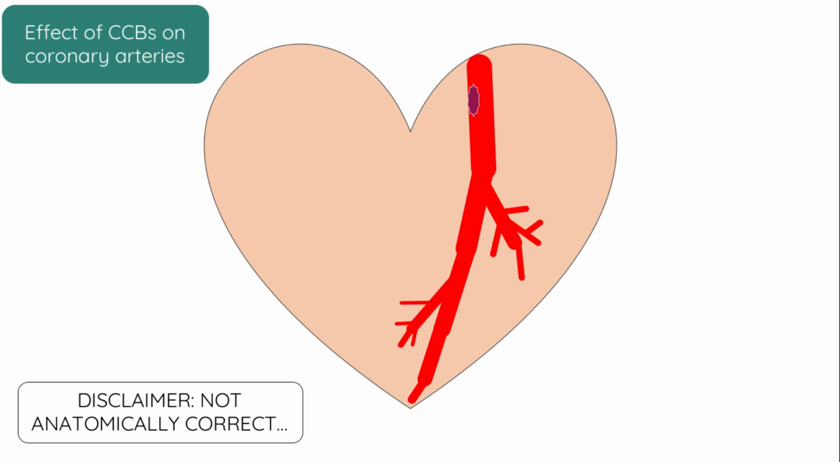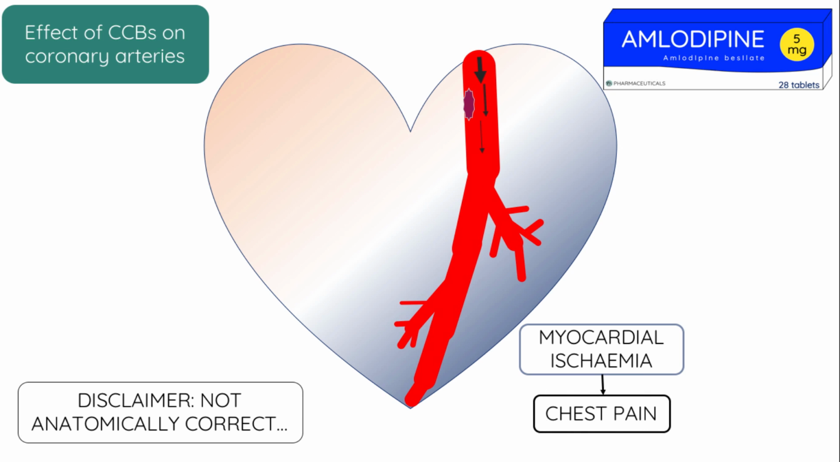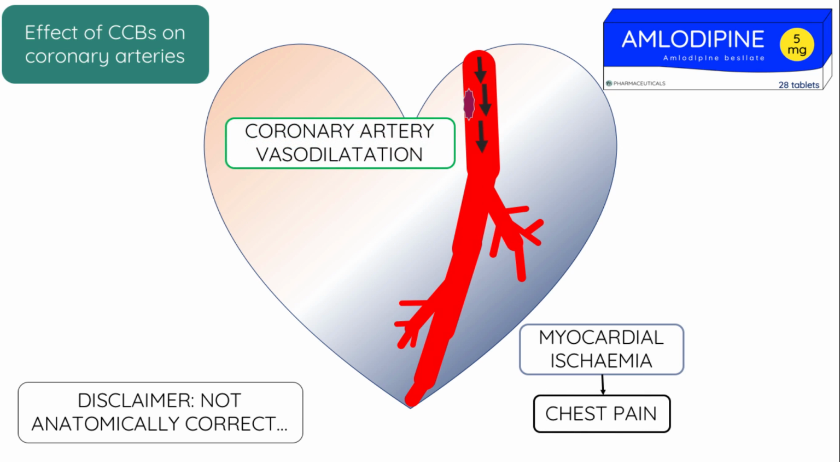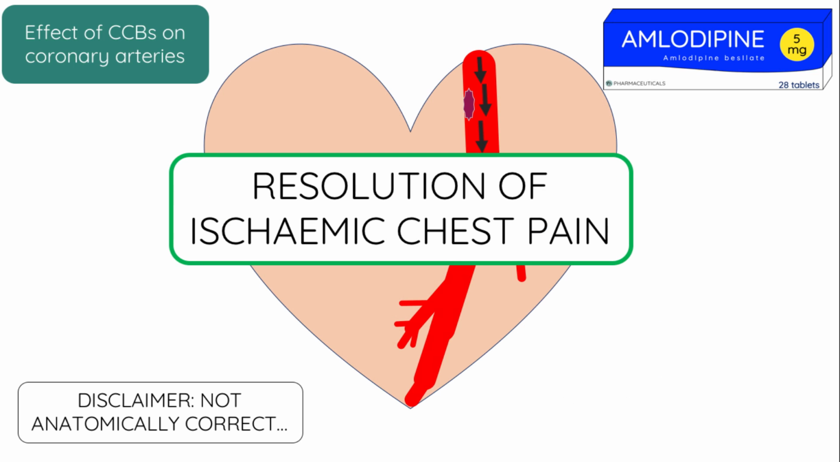Now, as well as dilating systemic arteries, calcium channel blockers can also dilate coronary arteries. In patients with angina, there is typically an atherosclerotic plaque plus or minus a thrombus that reduces blood flow distal to the lesion. Patients experience angina when the coronary artery undergoes vasospasm around the thrombus or the plaque, leading to reduced coronary blood flow and myocardial ischemia. Certain calcium channel blockers help to dilate the artery and partly restore coronary blood flow. This is what resolves the ischemic chest pain.